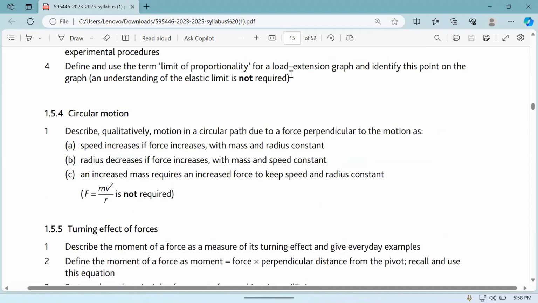To describe qualitatively motion in a circular path due to a force perpendicular to the motion: as speed increases, if force increases with mass and radius constant, radius decreases if force increases with mass and speed constant.